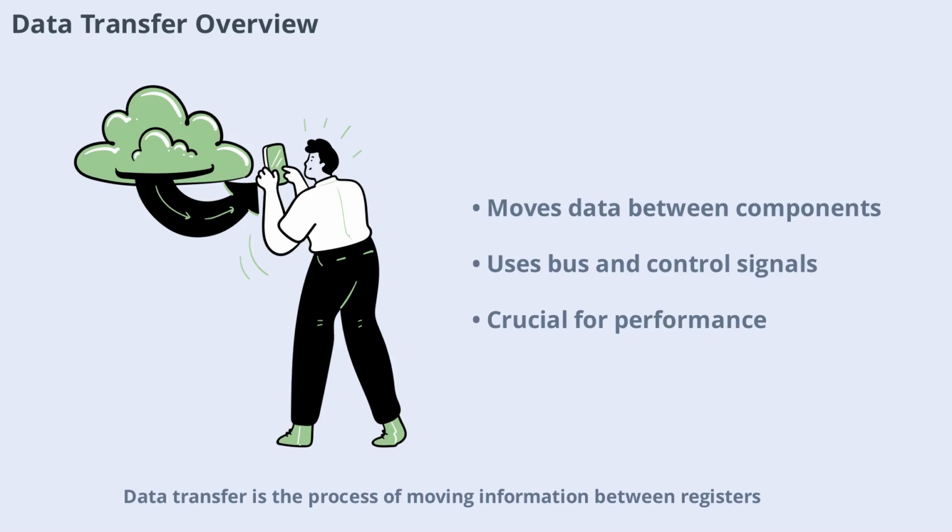Data transfer is the process of moving information between registers, memory, and other components using the bus. This movement is orchestrated by control signals that determine when and where data should go. Efficient data transfer is vital for system performance, as delays can slow down the entire computer. Let's break down the steps involved in a typical data transfer from memory to a register.